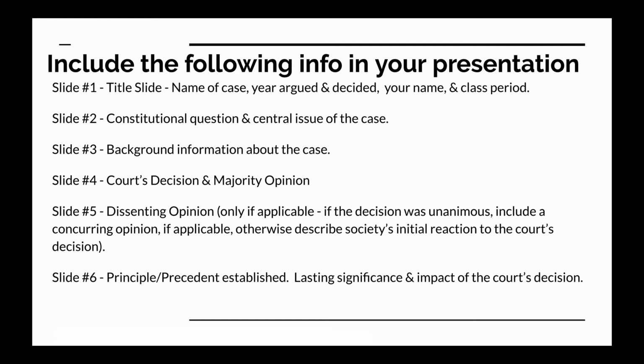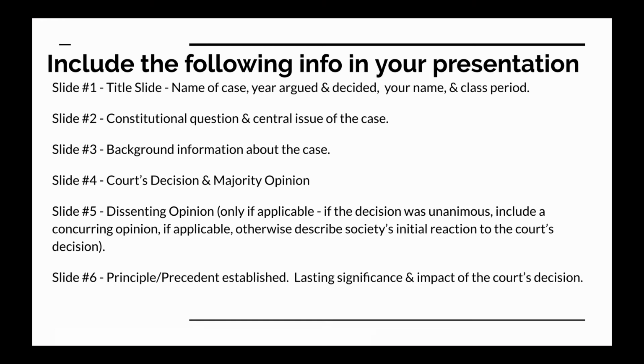Next, when you get to slide 4, you're going to explain the court's decision, including the majority opinion. What we will see in later slides as we look at the rubric is you not only are going to have to tell us what the majority opinion was, but you're going to have to include exact quotes that help to summarize what the judges on the Supreme Court were thinking when they made their ruling. Slide 5 is the opposing side, the dissenting opinion.